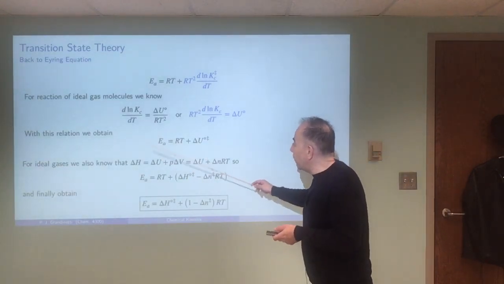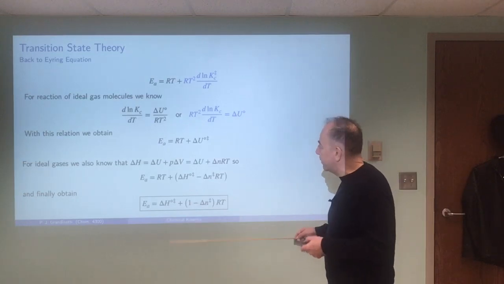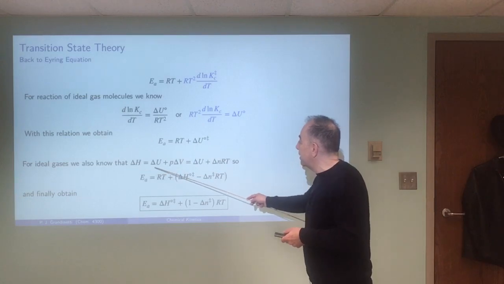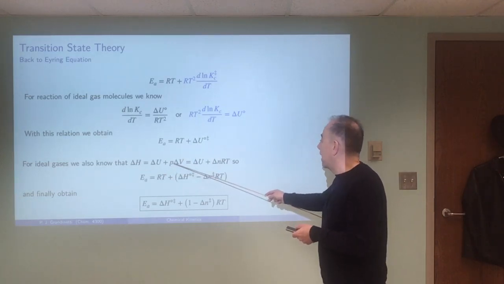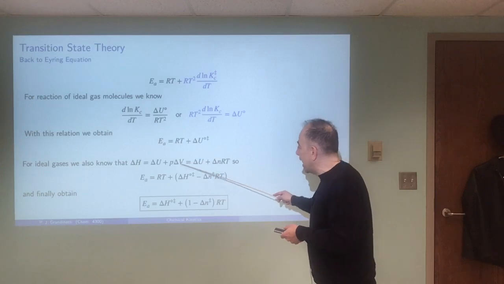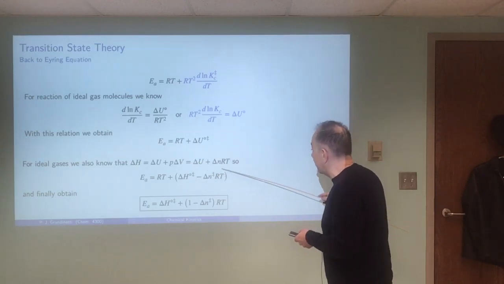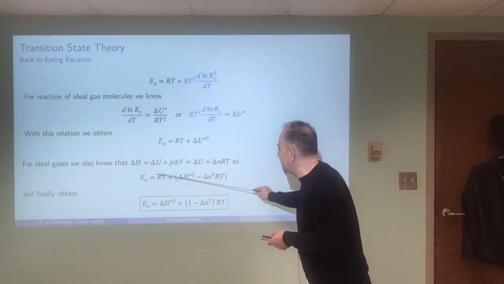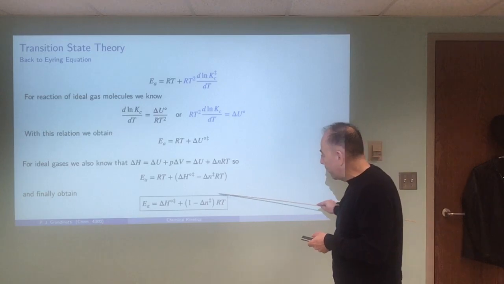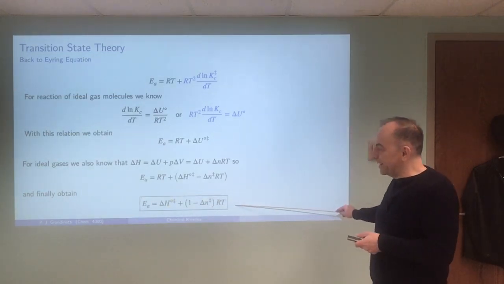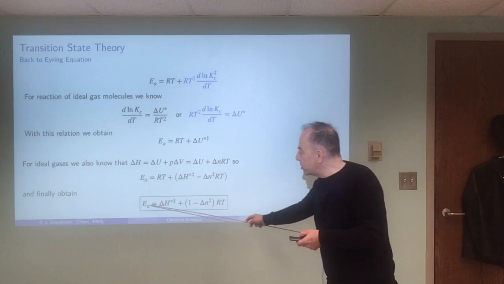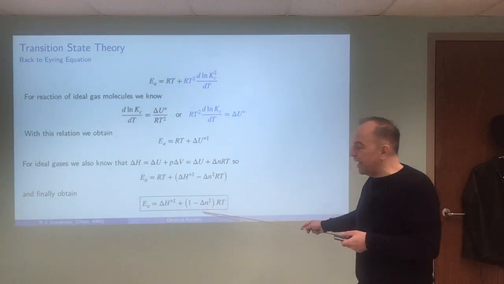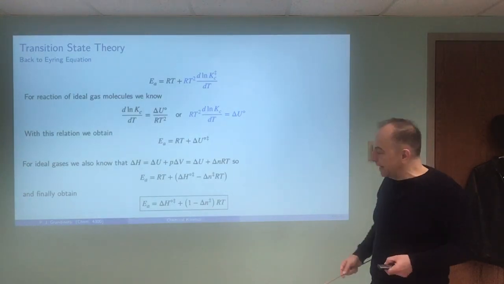So let's take it one step further, and let's say we're going to use an ideal gas for our reactants and products. So then in that case, we know that delta H is equal to delta U plus P delta V. And for an ideal gas, P delta V is just delta N RT. So making that substitution allows us to rearrange this expression into this form right here, and then rearranging it, we finally get it into this form where we have a relationship between Arrhenius's activation energy and the delta H and delta N for the formation of this transition state.